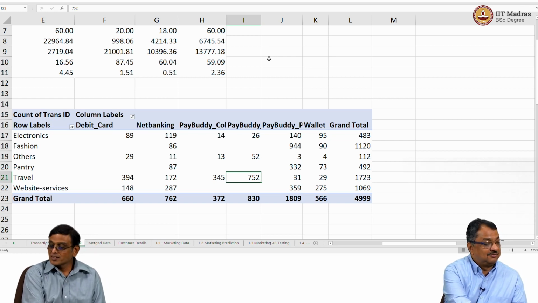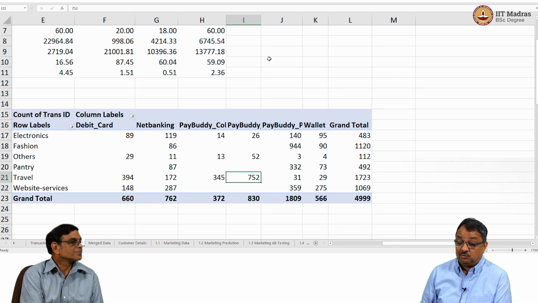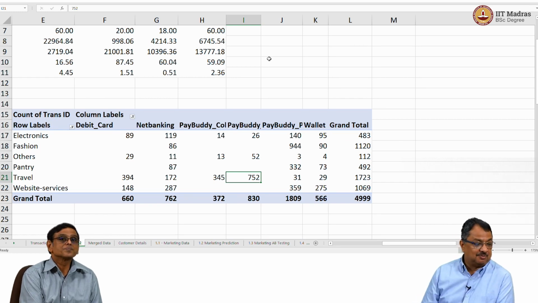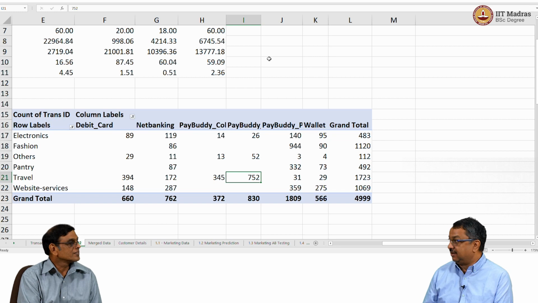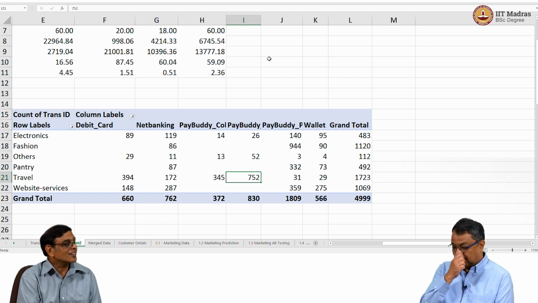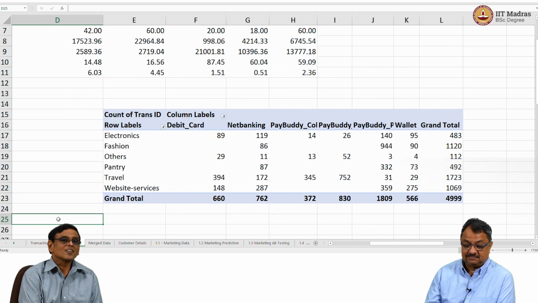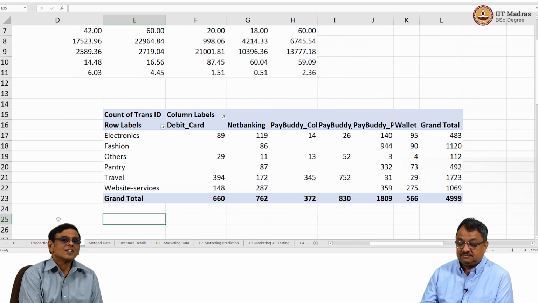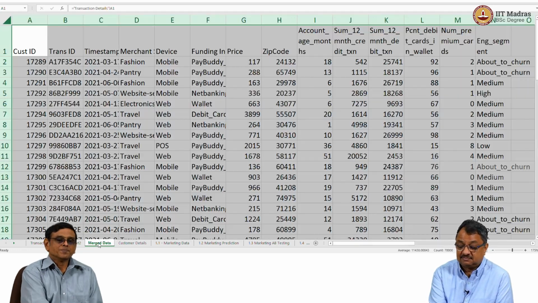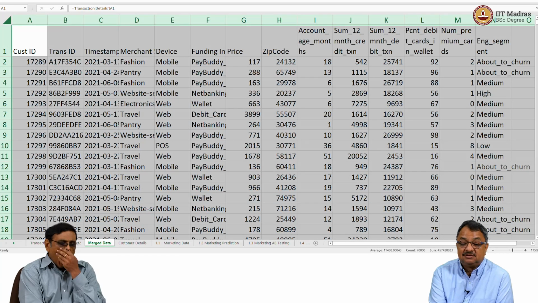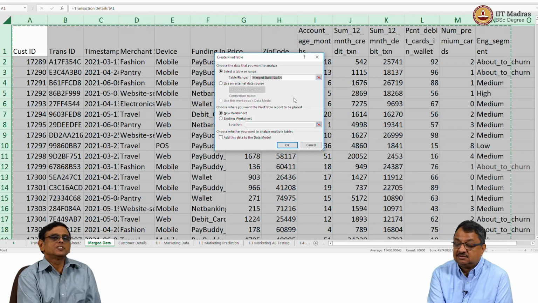Now, the second thing we can do is we can see how people decided to buy. Did they buy from their phone? Did they buy from the website? How did they access? So let's try and look at that. So the device. Again, same columns.